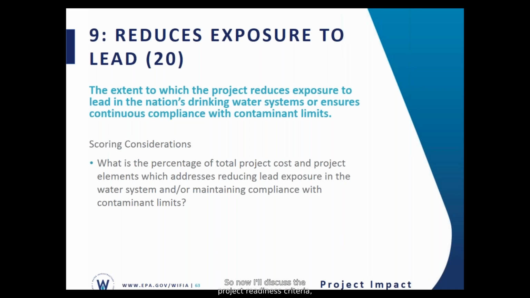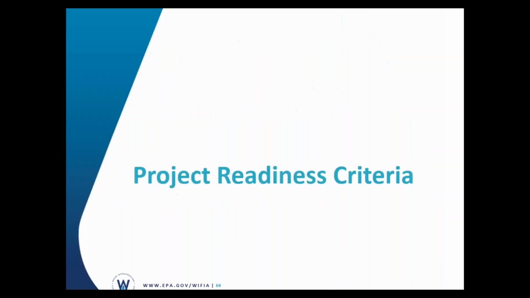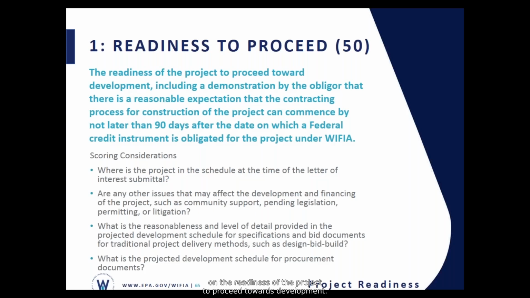So now I'll discuss the project readiness criteria, which are reviewed by our engineering team. Half of the points in this group will be given based on our assessment of the readiness of the project to proceed towards development. We base this on how quickly the contracting can commence following the loan's term sheet approval and the obligation of funds for the loan. To evaluate this, we look at the proposed schedule. We evaluate issues that may affect the development or financing of the project, such as community support, pending legislation, permitting, or litigation, and the projected development schedule for procurement documents.